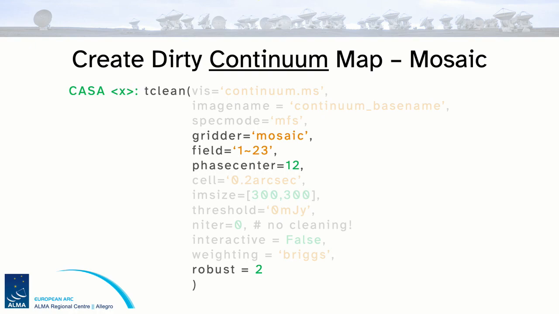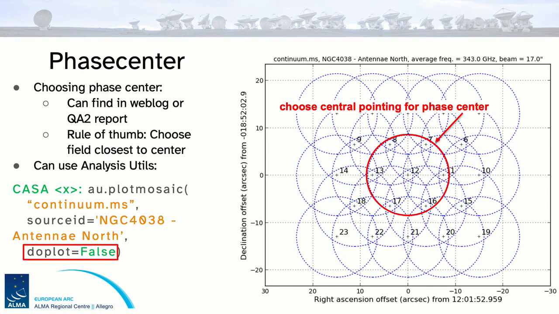Additionally, we need to set a phase center. The phase center of the mosaic should be the field that is closest to the center of the mosaic setup. This will have already been chosen by the pipeline or during manual QA2 imaging. So again, you can refer to the weblog or QA2 report to find this. The phase center of the northern antennae mosaic is field number 12, as I've already mentioned.